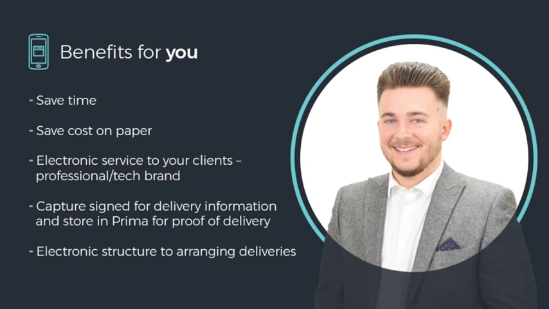It also provides an electronic structure to arranging deliveries. What I'll run through at the latter stage of this webinar today is how you use manifests in Prima. Basic manifests is having 50 dispatch notes, 10 dispatch notes, however many it may be, on one manifest, which is basically like a route. You then put all your dispatch notes onto the manifest and give it to a driver, which is then loaded onto their phone, and they've got 10 dispatch notes, for example, on the one manifest.